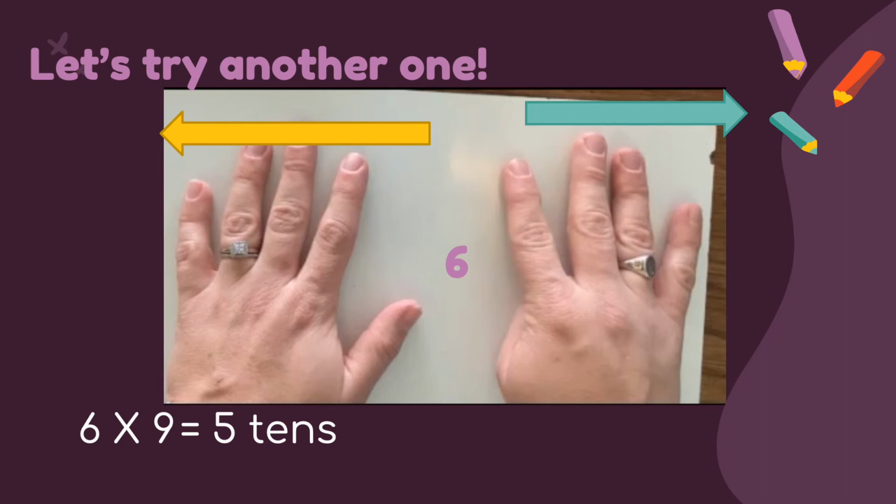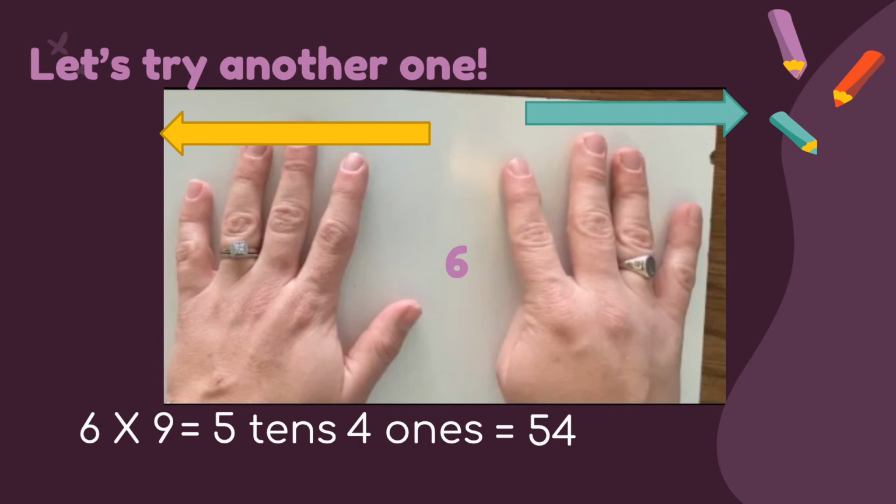Look at the direction of my yellow arrow. How many fingers do we have to the left of our tucked under finger? Good. We should have 5. So we think of those as what? Good. So we have 5 tens.